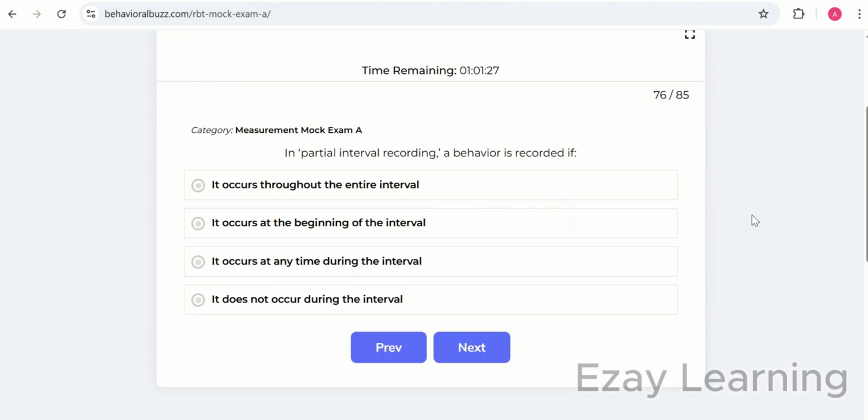In partial interval recording, a behavior is recorded if, since it is partial, it is basically the behavior that occurs at any time during the interval. It just has to occur partially.